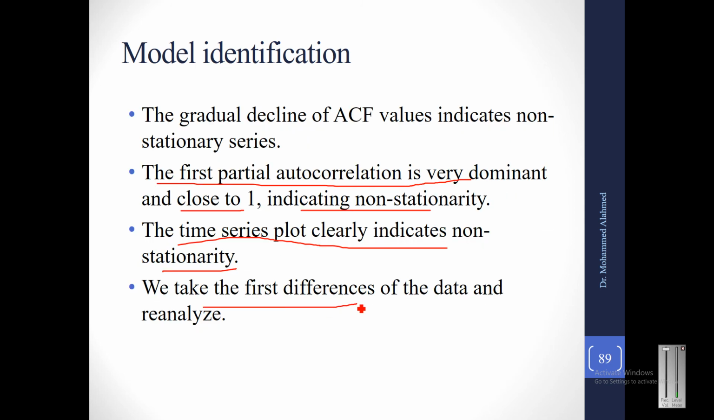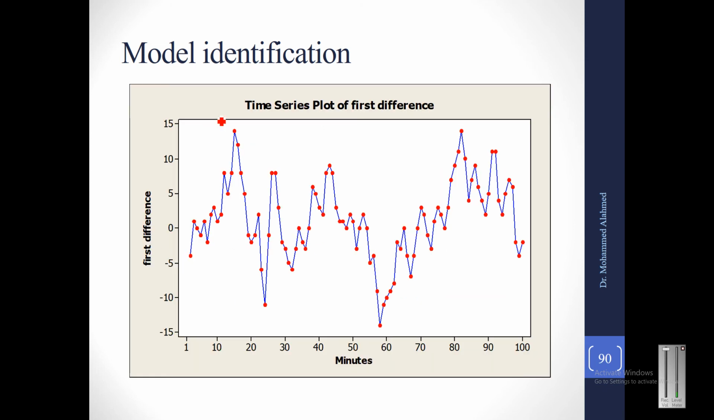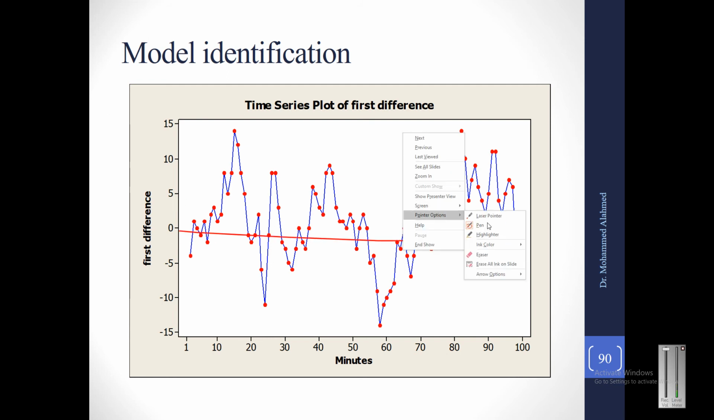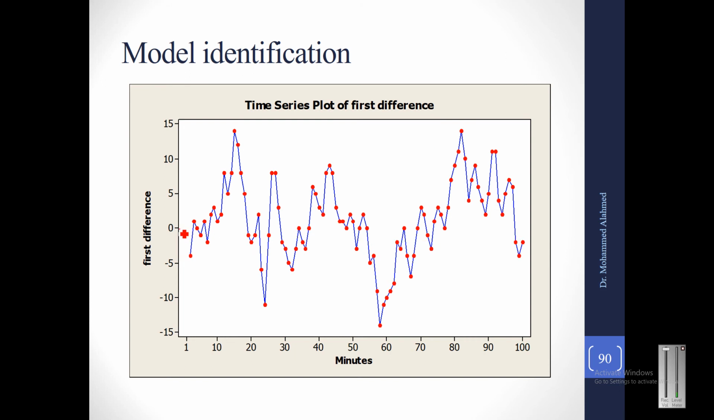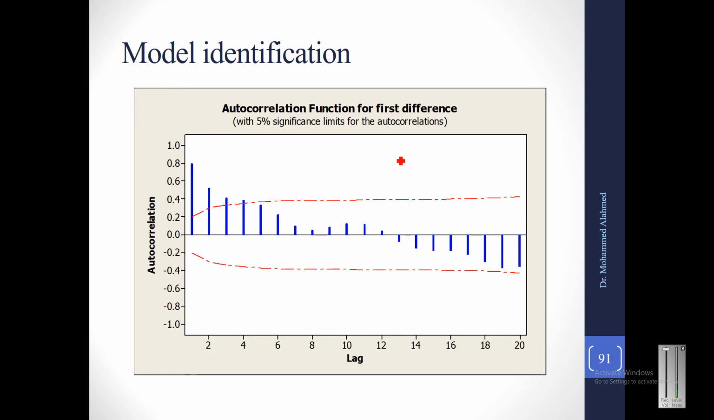Now we take the first differences of the data. Since we know that the data is non-stationary, we take the first differences and reanalyze it. After taking the first differences, you can see it can be treated as stationary to some extent. You can say from 0, the mean is around the same, but there are some spikes which are still observed. Let us see the ACF.